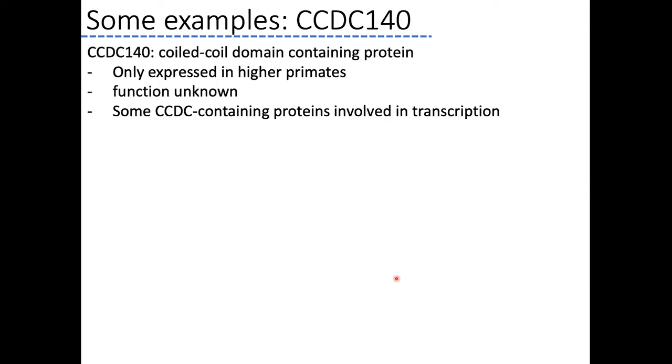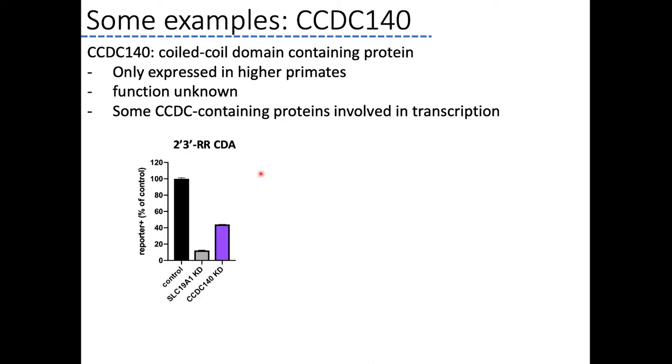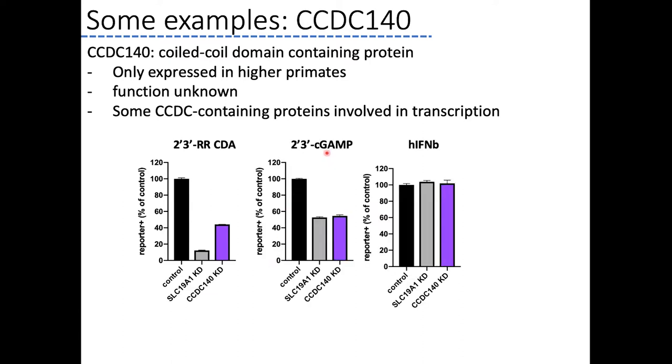So one of them is this protein called CCDC140, or the coiled-coil domain containing protein 140, which is expressed in higher primates. We don't know its function, but we do know that some of these CCDC containing proteins are involved in transcription regulation. So we depleted CCDC140 in THP1 cells and then stimulated those cells, and we indeed see a nice reduction of immune activation in the absence of CCDC140. This is also true in the case of cGAMP, but not when we stimulate the cells with interferon beta. So again, showing it's specific for CDNs.